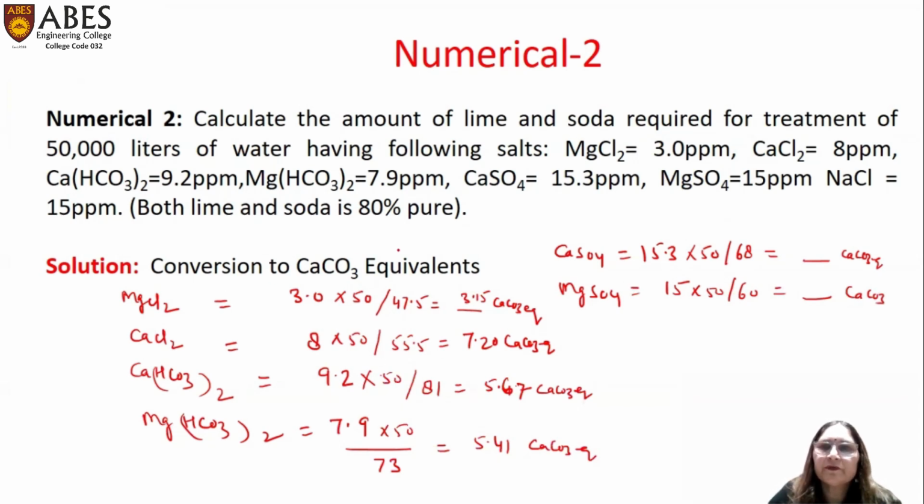Calcium sulfate 15.3 into 50 divided by 68. Calcium carbonate equivalent is 11.25, and magnesium sulfate 15 into 50 divided by 60, 12.5 calcium carbonate equivalent.